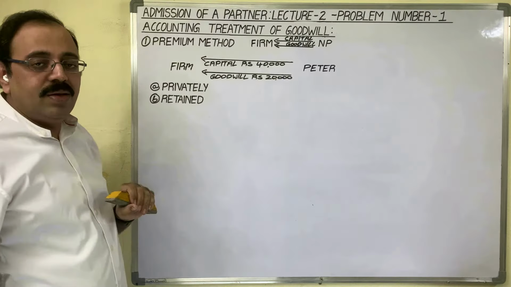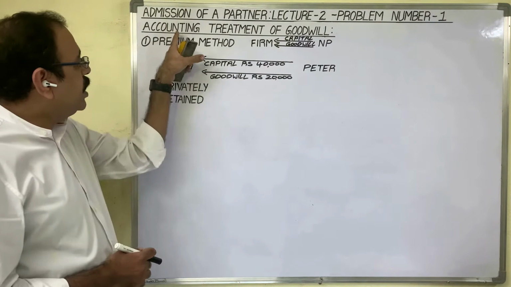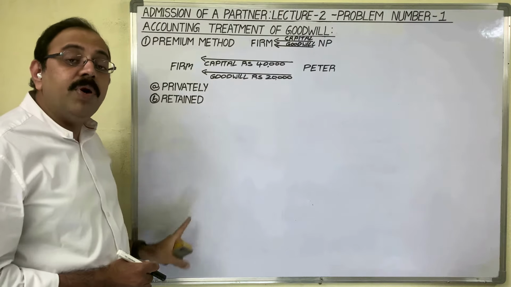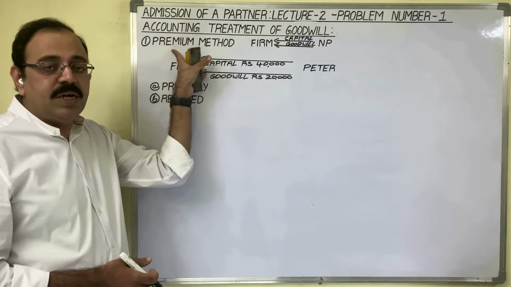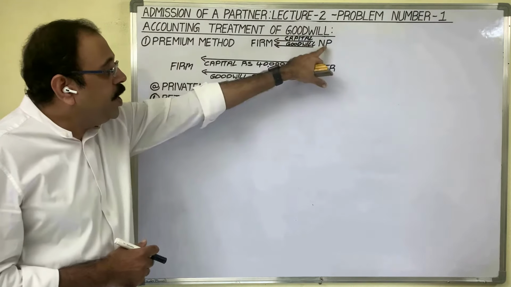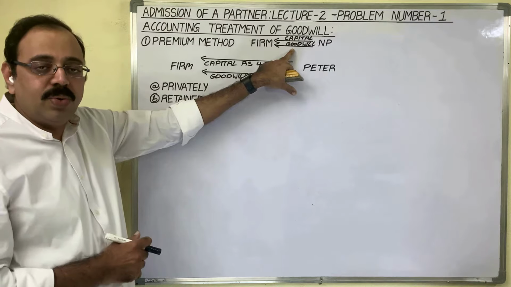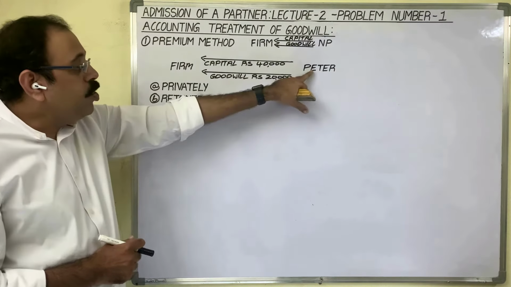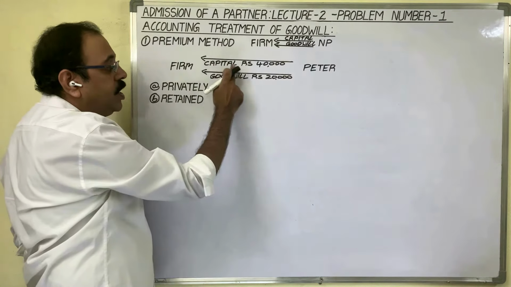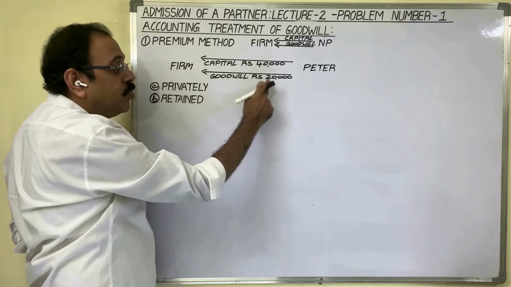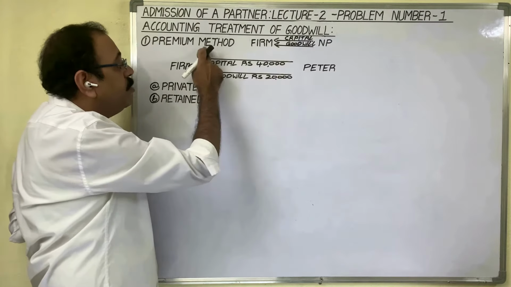Accounting treatment of goodwill. In case of admission of a partner, there are three methods to adjust the goodwill: premium method, revaluation method, memorandum revaluation method. How to identify that we should adjust the goodwill under premium method? In case of premium method, when a new partner is admitted in the firm, along with the capital, he brings goodwill also. In the present problem, the new partner is Peter. When he is coming into the business, he is bringing 40,000 rupees capital and 20,000 rupees goodwill. As the new partner is bringing goodwill also, it is premium method.